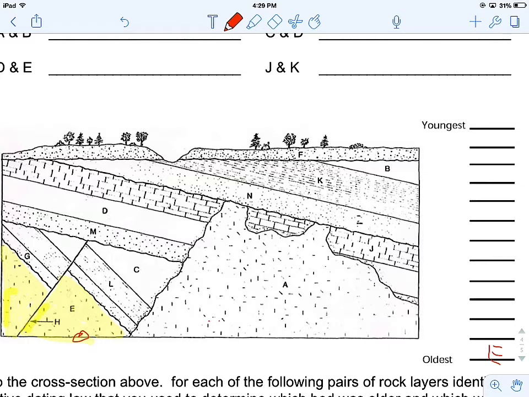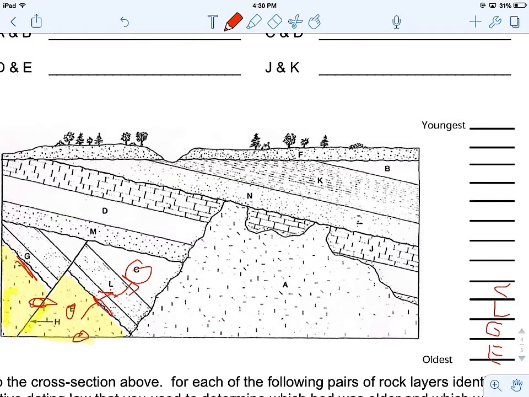Now, after we look at E, we can move up. We notice there's a line in here for a fault, but that line is breaking a lot of other layers. So those other layers had to be there first. So if we just go up, we see this layer. There's no letter, but that's the same as this one over here. So our next one would be G. After G, we go up to the next layer and we see L. And after L, we go up and see C.